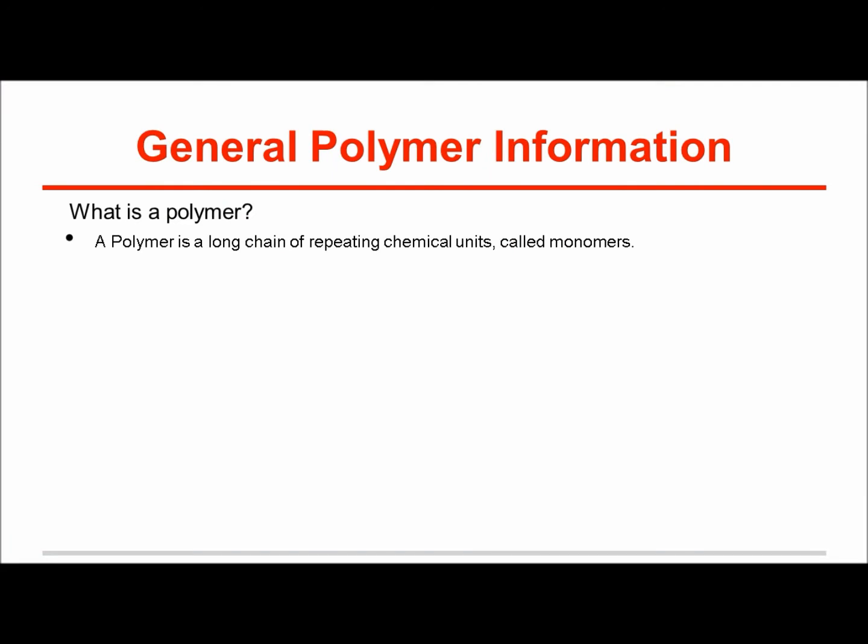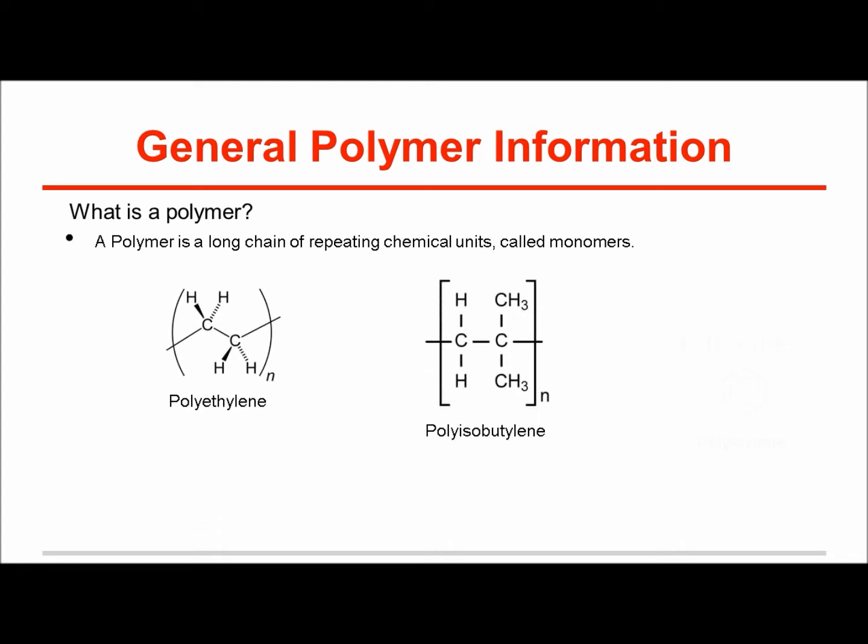What is a polymer? A polymer is a long chain of repeating units. These repeating units are known as monomers. Shown here are some different monomers. The N represents the number of monomers in a specific polymer. Polymers can be formed through many methods, including condensation and addition reactions.